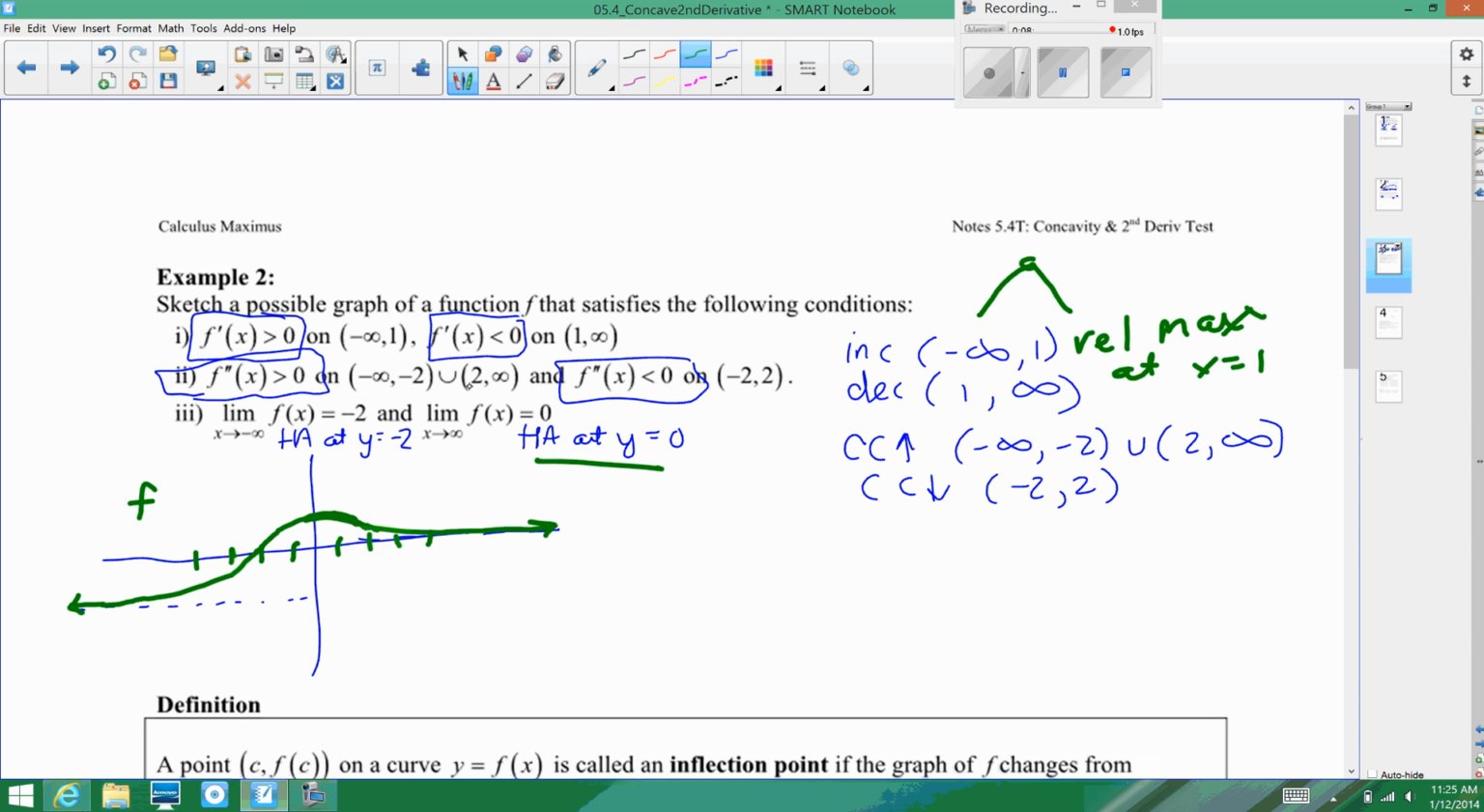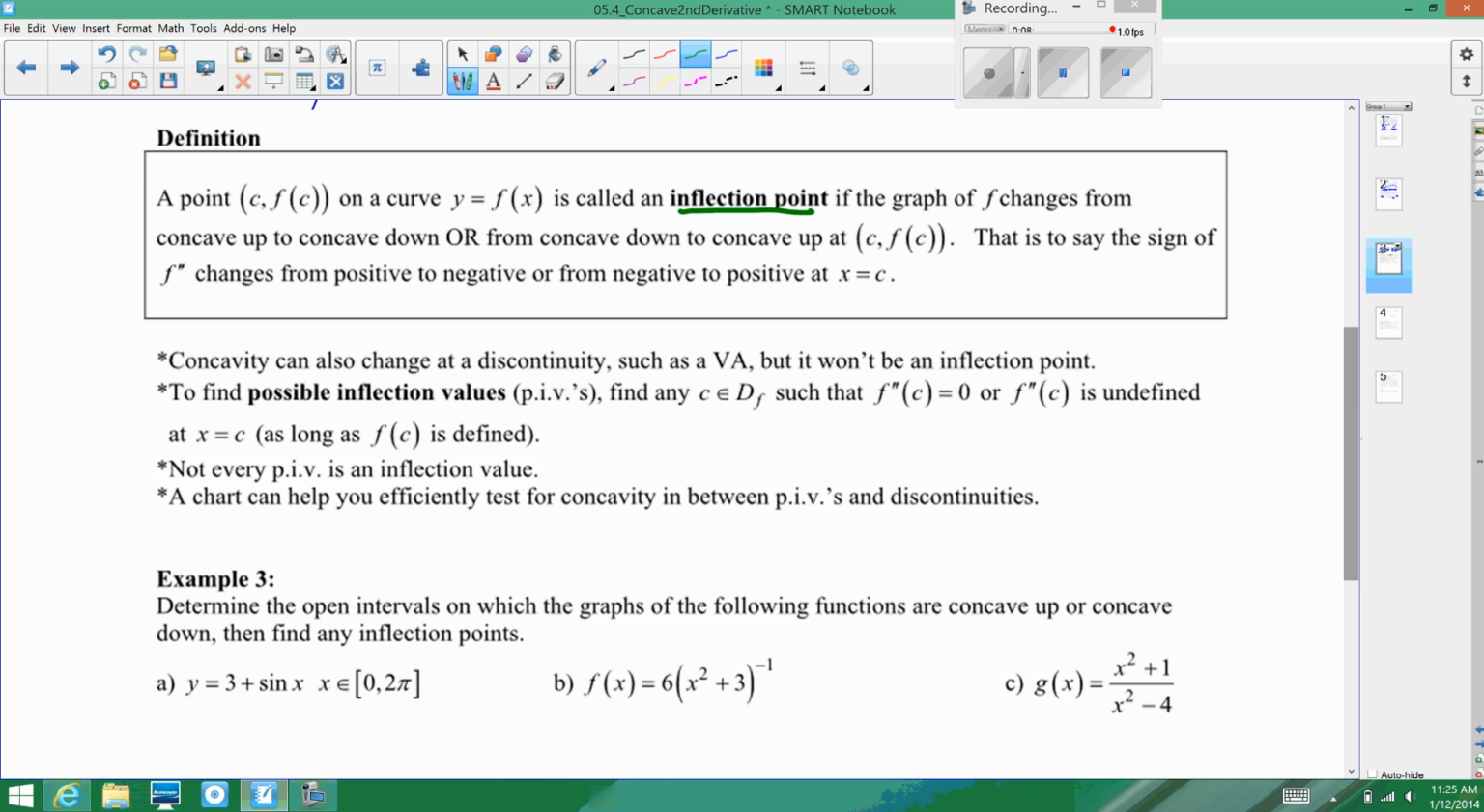If we have this change in concavity at negative 1 and at 2, we're going to introduce what that idea is. See how here it's concave down, concave up, concave up. We call that an inflection point. All right, an inflection point is where the graph of f changes from concave up to concave down or vice versa.